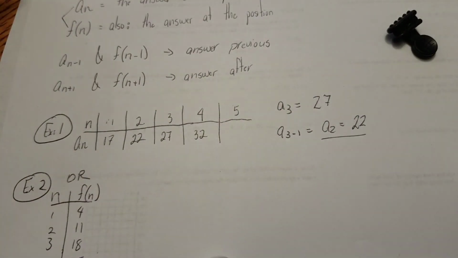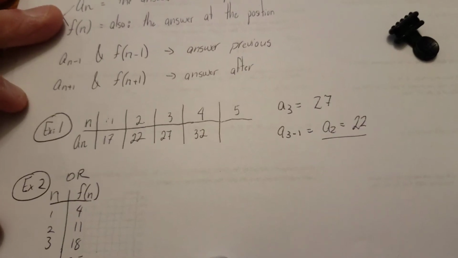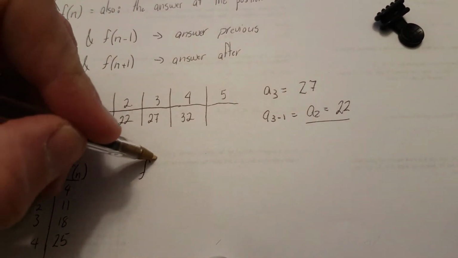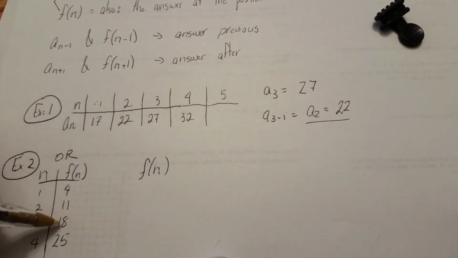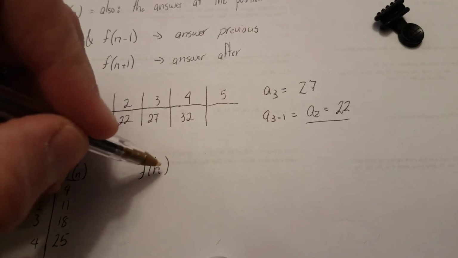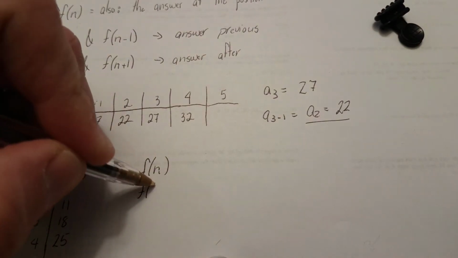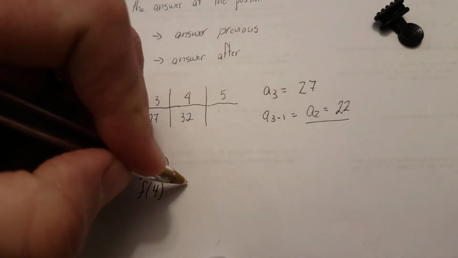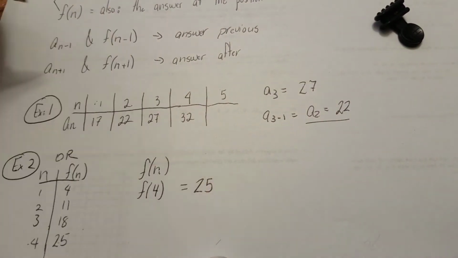So just learning the terminology is very important. Let's give you another example. Down here in example 2. F of n represents any solution based on the nth value. So if I want to know what is f of 4, you would just simply look at the table. The answer when the n value is 4 is 25.